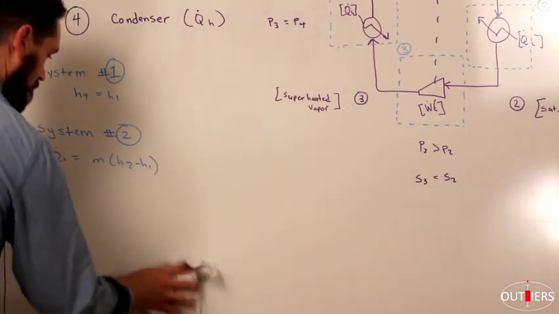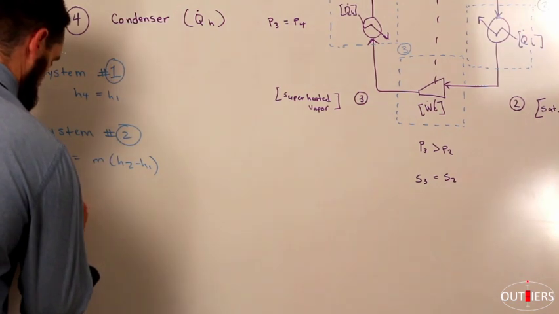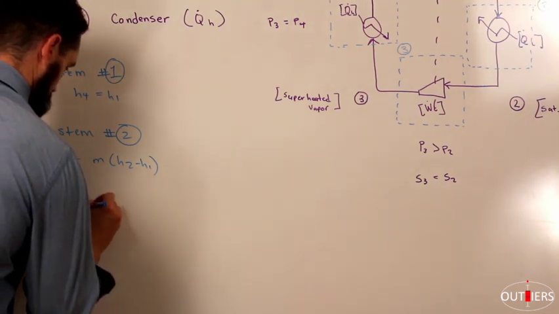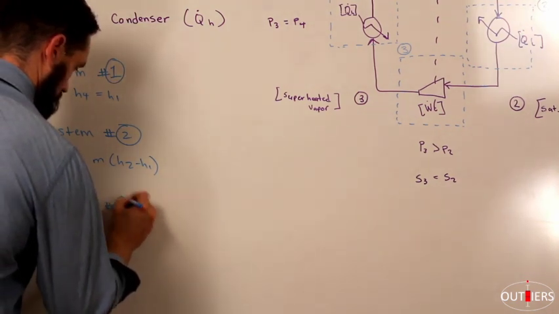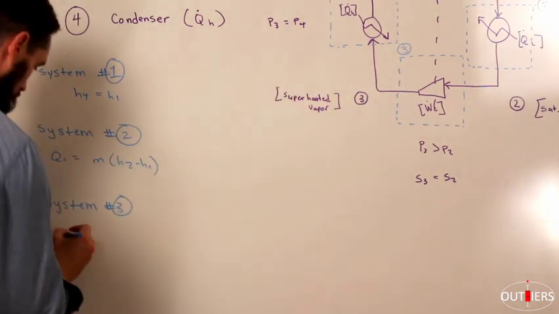All right. Now let's look at system 3. So what are we going to do here? I'm going to start with our reduced energy balance over there.